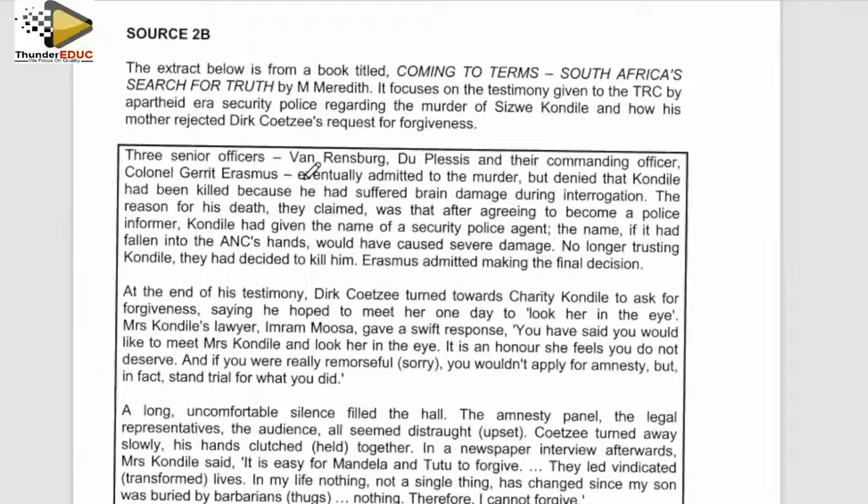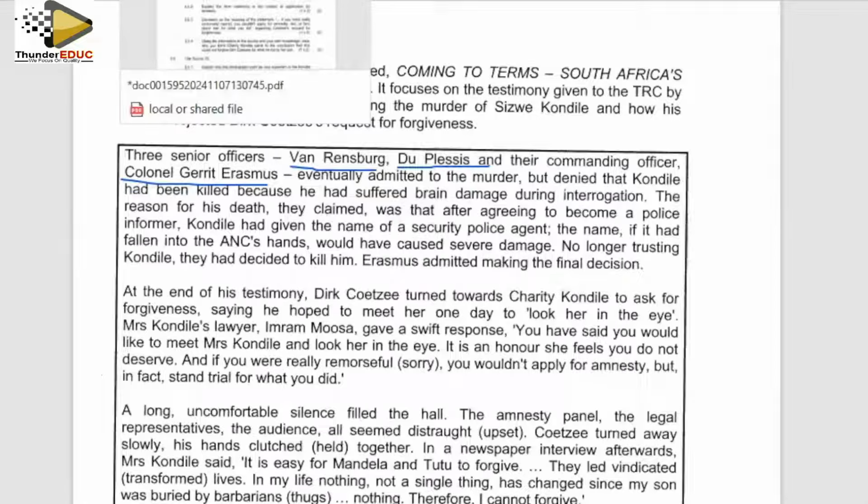Right. 3 senior officers: Van Rensburg, Du Plessis, and their commanding officer, Colonel Gerrit Erasmus. We have them here. 1, 2, and 3. They admitted to the murder, but denied that Kondile had been killed because he had suffered brain damage during interrogation. So that one is the response. Right, move on to the next question.